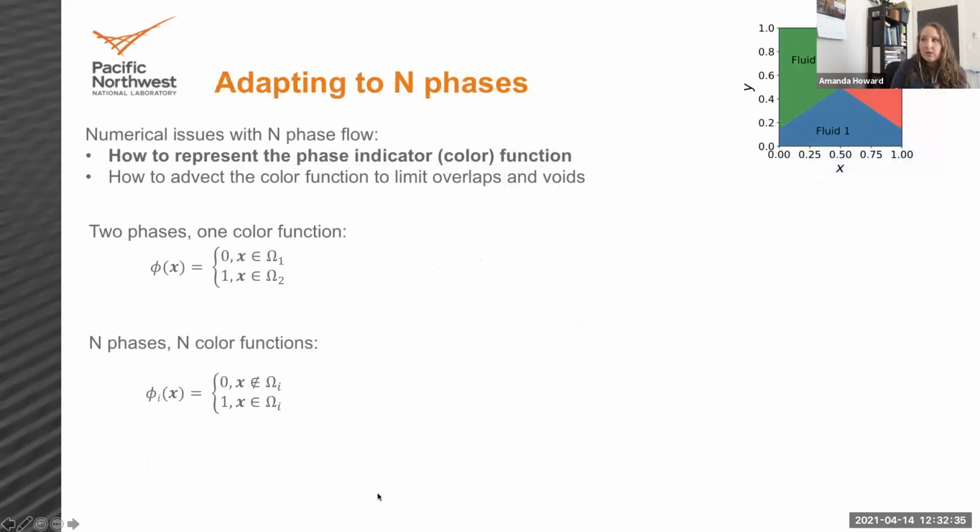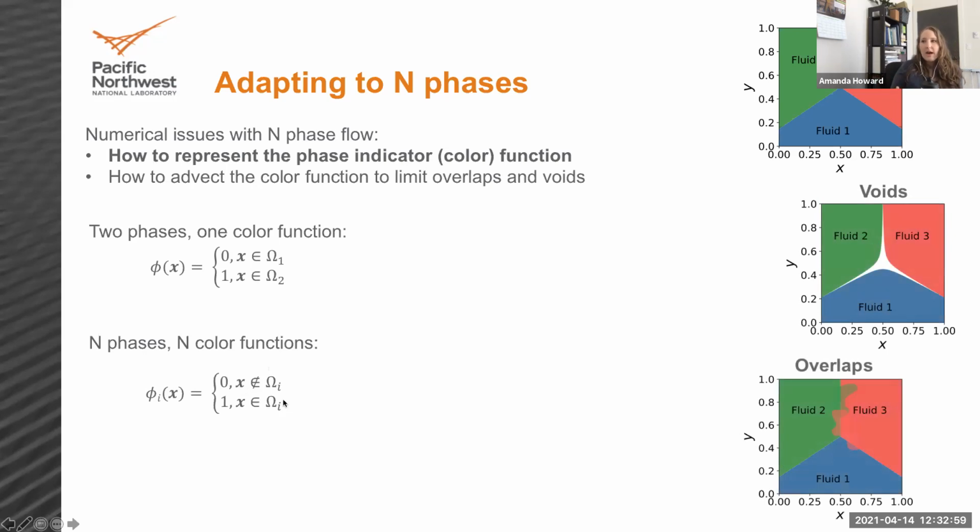But adapting to more than 2 fluids is really hard, considering how to represent and advect the color function. So when we have 2 phases, we can have 1 color function. It's going to be 0 in one phase and 1 in the other phase. With n phases, we're going to introduce n color functions. So each color function will be 1 in phase i and 0 in all of the other phases.